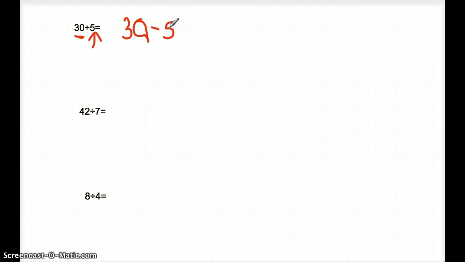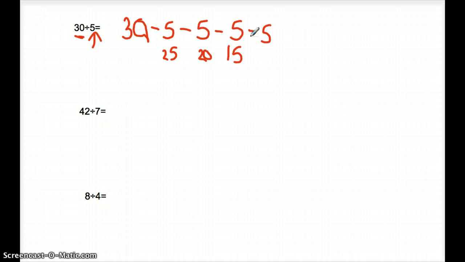30, 29, 28, 27, 26, 25. So that equals 25, which means I can take away 5 again. 24, 23, 22, 21, 20. Which means I can still take away 5. 19, 18, 17, 16, 15. I'm going to keep taking away 5 until I can't take it away anymore, because when we're doing repeated subtraction, we have to keep pulling out those groups. So I start at 15, 14, 13, 12, 11, 10. And then I can still take away 5: 9, 8, 7, 6, 5, which means I can still take away 5, and that equals 0. So I can't take away any more 5's.